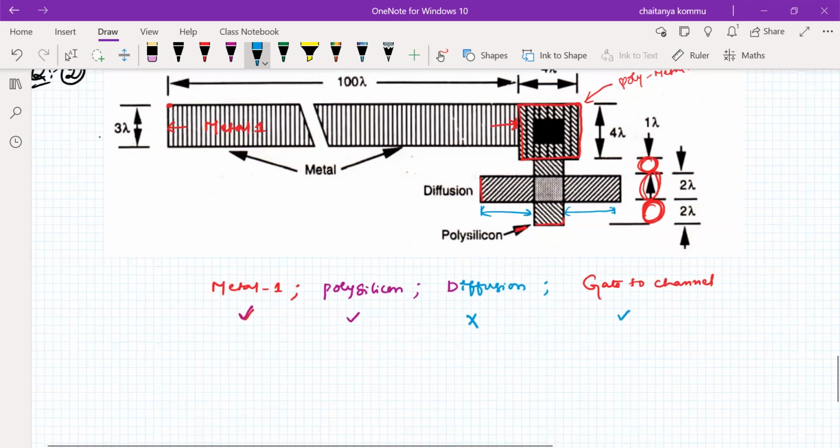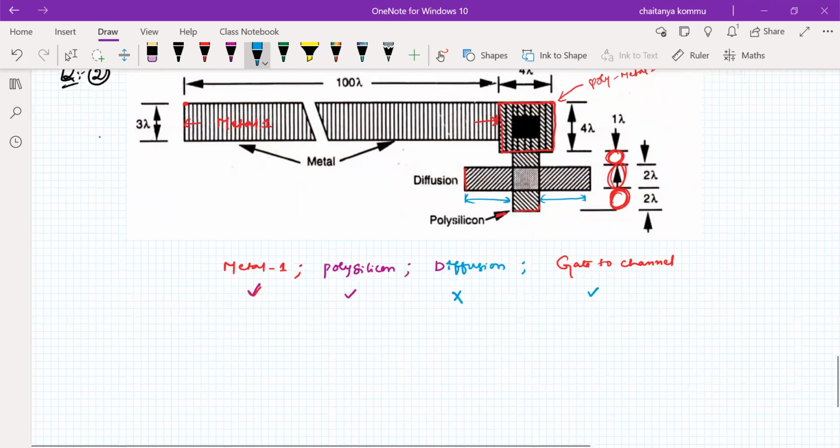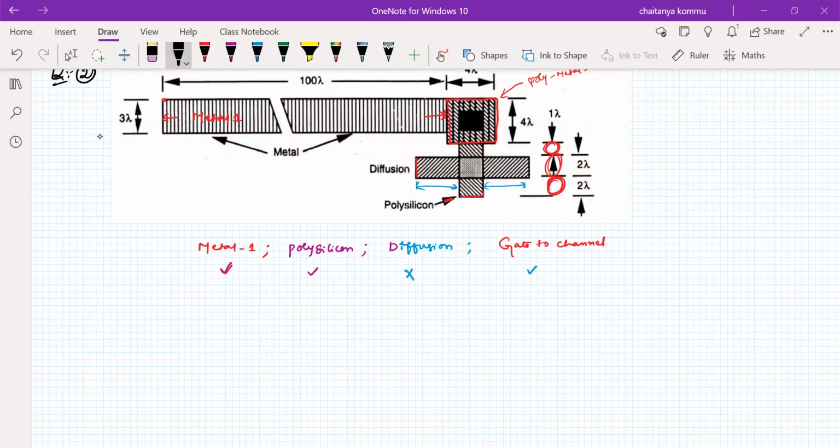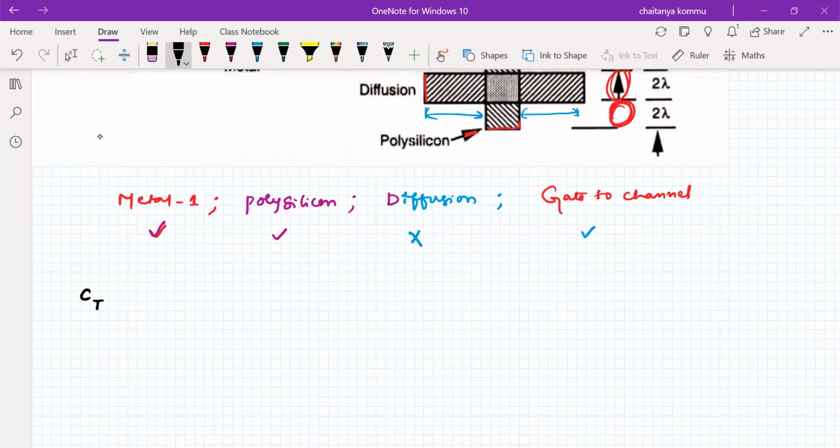Okay, now let us go and consider the metal. So therefore now what is the total capacitance? Let me call this the total capacitance. Total capacitance is nothing but metal one to substrate capacitance plus polysilicon to substrate capacitance plus gate to channel capacitance. These are the three capacitances that we observe in the overall layout.